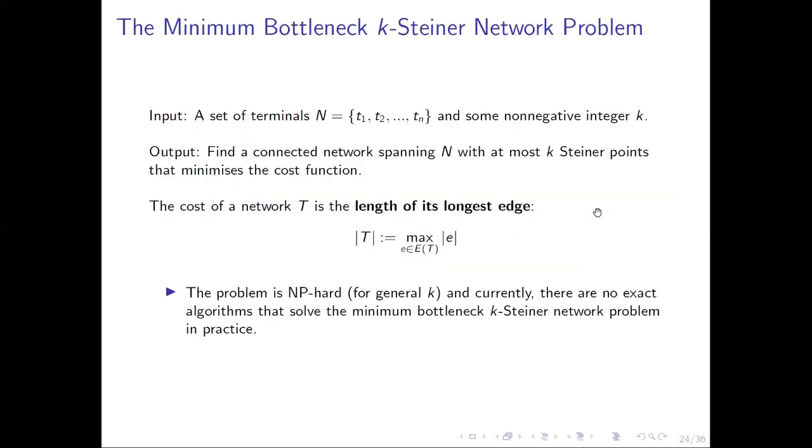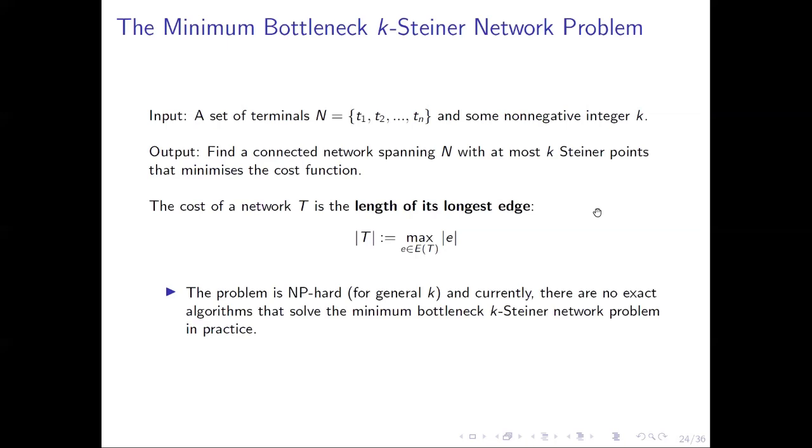Okay, so now we'll move on to the second problem. Again, we are given a set of terminals in the plane. We have some non-negative integer k, a bound on the number of Steiner points. Then our aim is to find a connected network spanning n with at most k Steiner points that minimizes the cost function. So it's the same problem, except this time we're choosing a different cost function. Instead of the sum of the lengths of its edges, we are now going to look at the length of the longest edge of a network. And this cost function is more suitable for wireless networks.